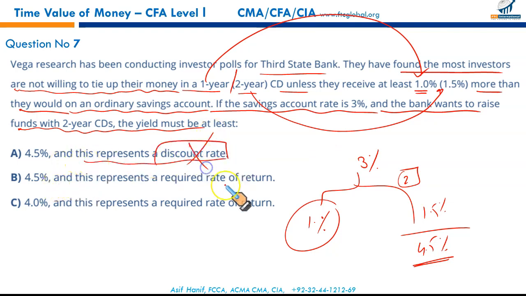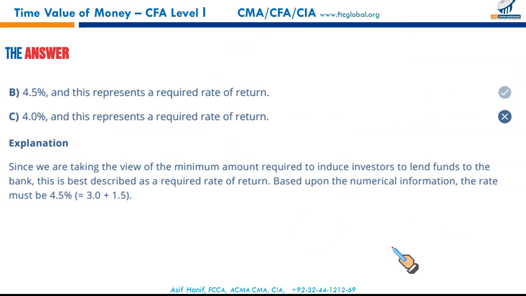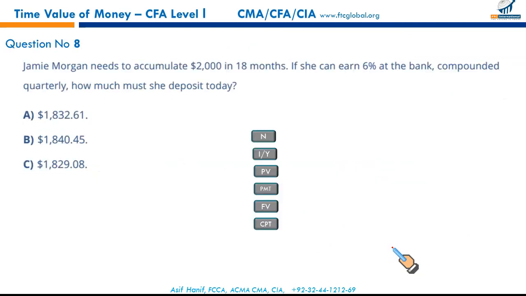It's not a discount rate. It's forward-looking, it's a required rate of return. We are taking it from the point of view of the investor. Since we are taking the view of the investor, investors are induced through offering them a certain rate of return. They have a certain requirement from the borrower that they expect in return. So from the investor point of view, it is the required rate of return, right? It's not the discount rate. So this is 4.5 required rate of return, B to be the correct option. All right, moving on.